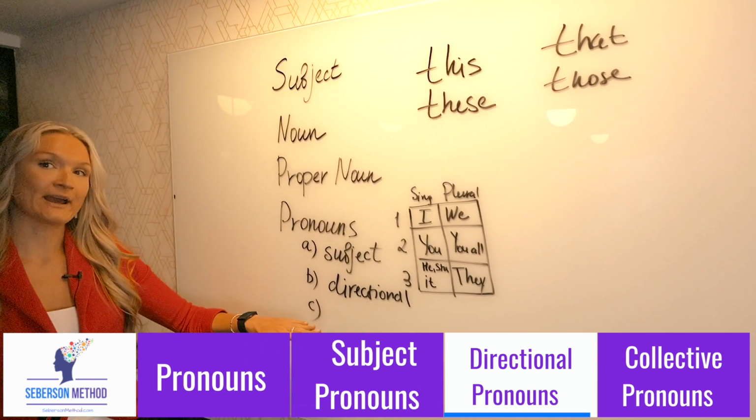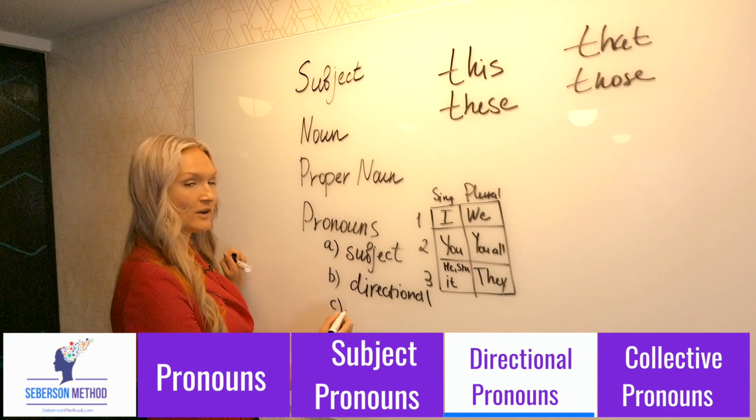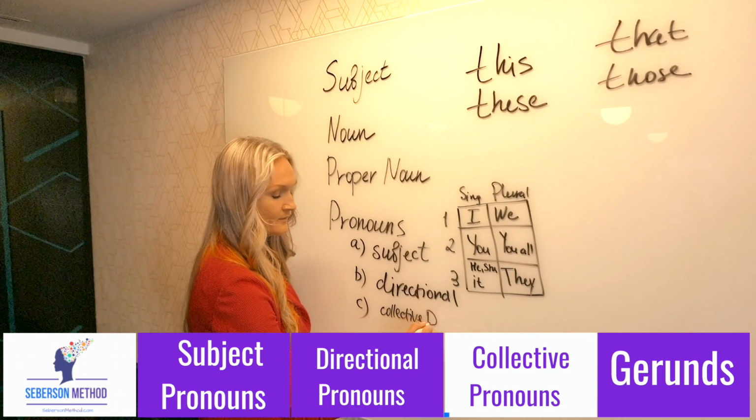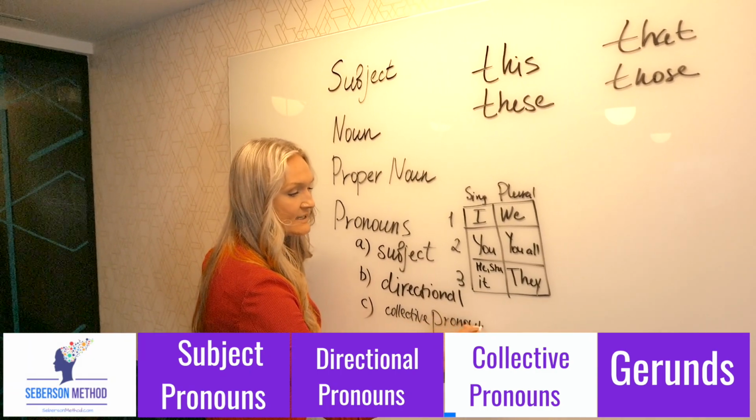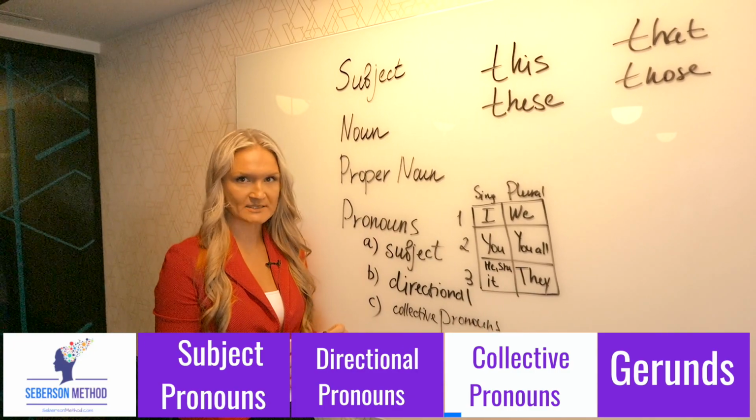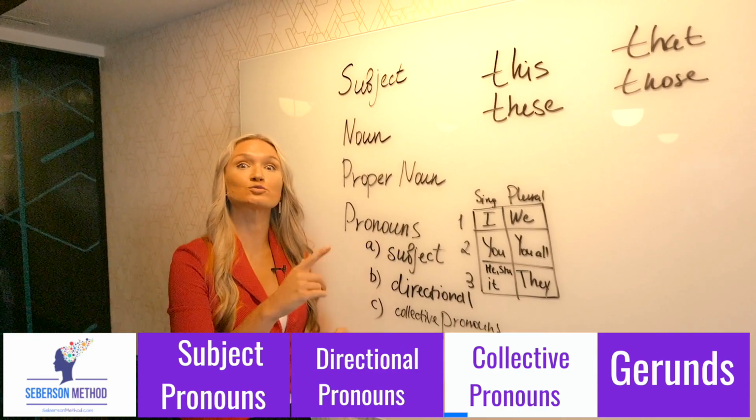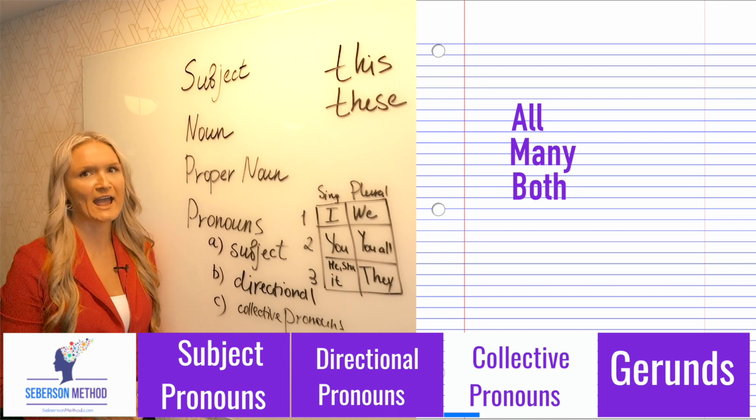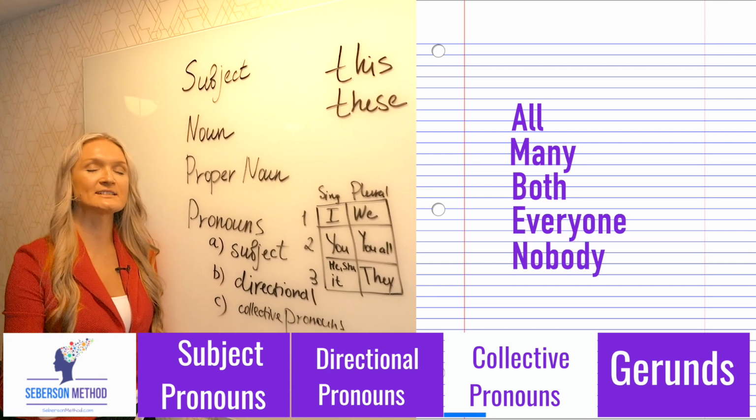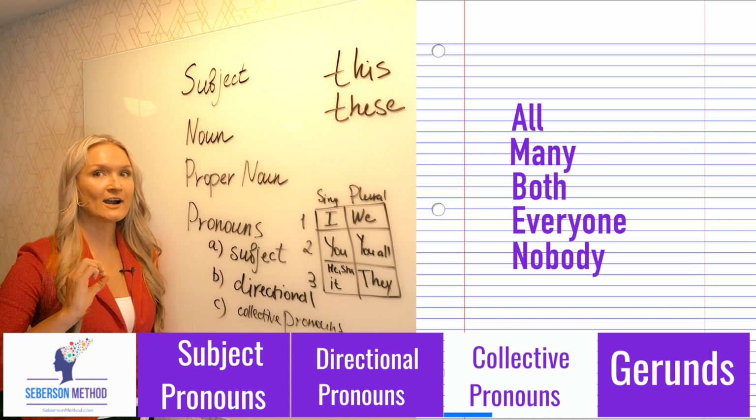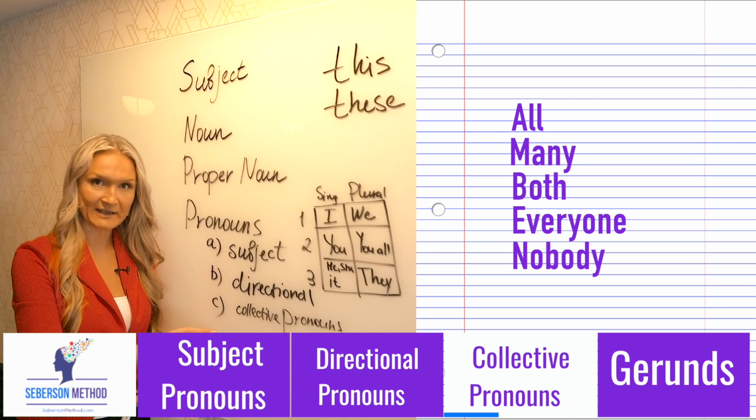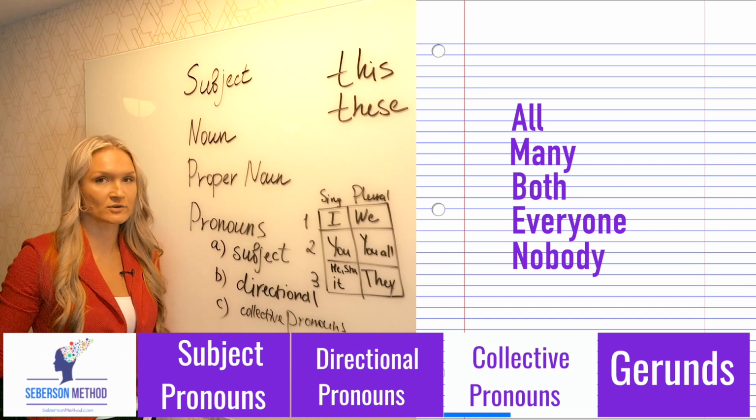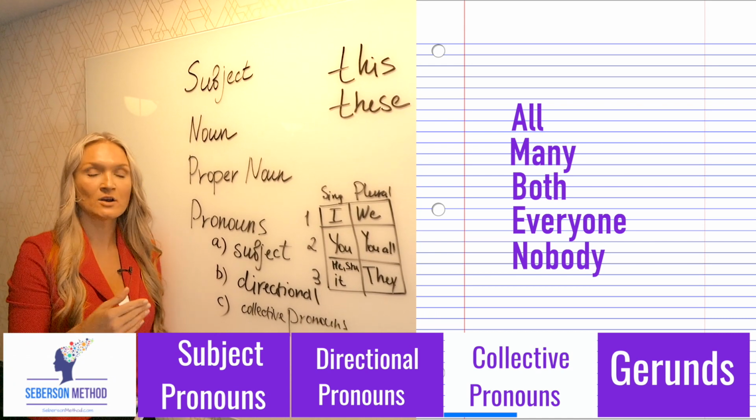One last type of pronoun that could be a subject. I call those collective pronouns. Collective pronouns are pronouns, that means words that point to a group. So they will be words like all, many, both, everyone, nobody. And the sentence would sound like this: "All agreed with me." All would be a collective pronoun. Not all my friends, but all. Not many gardeners grow tomatoes, but rather many grow tomatoes.